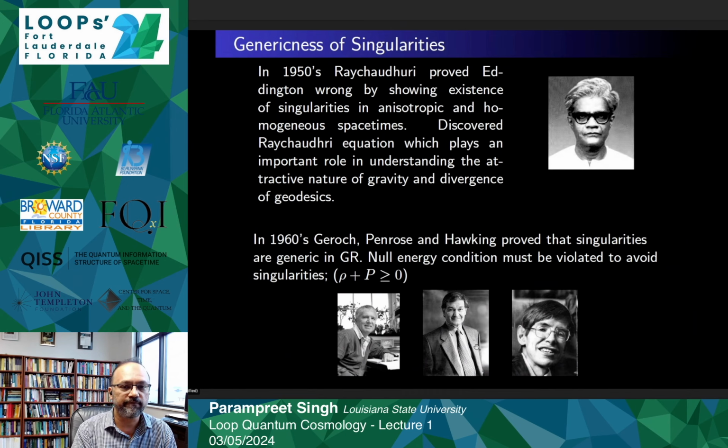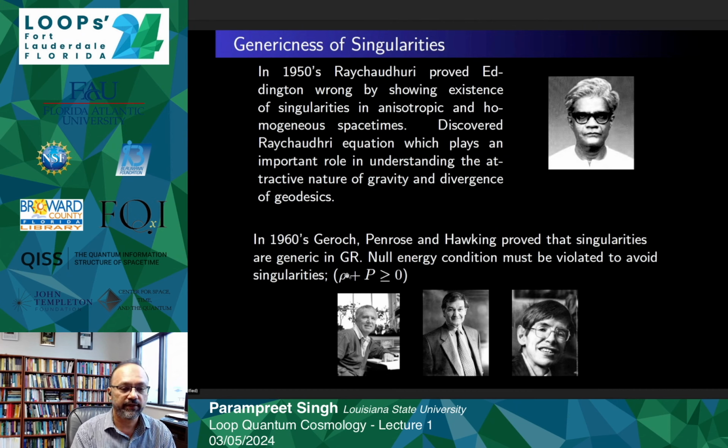One of the fundamental achievements of Raychaudhuri's work was the Raychaudhuri equation, which plays a very important role in telling us when gravity is actually attractive, and in singularity theorems. These discoveries were in some sense a catalyst for the work of Geroch, Penrose, and Hawking in the 1960s, in which they showed that singularities are generic in GR. Even if you have anisotropies, even if you have inhomogeneities, you cannot get over singularities. In fact, you have to violate the null energy condition to avoid singularities.